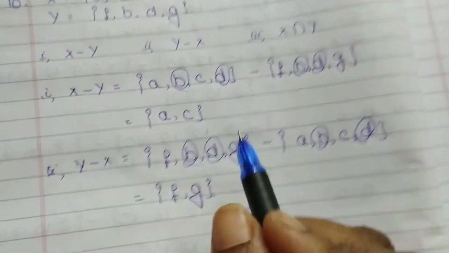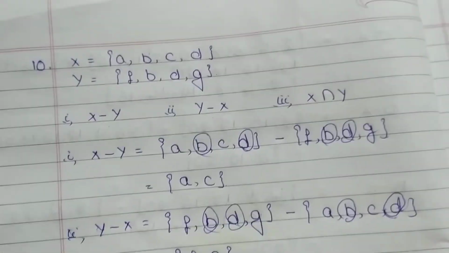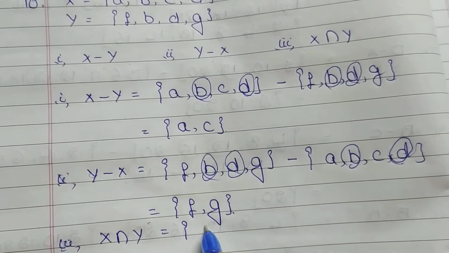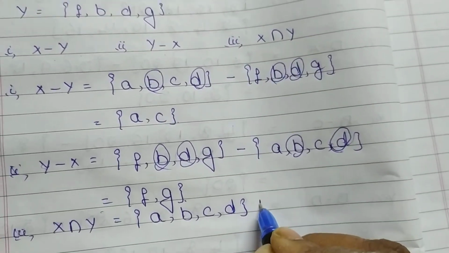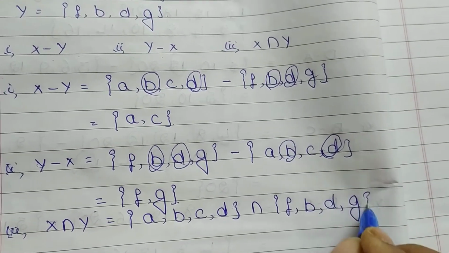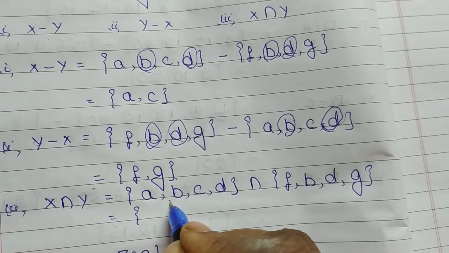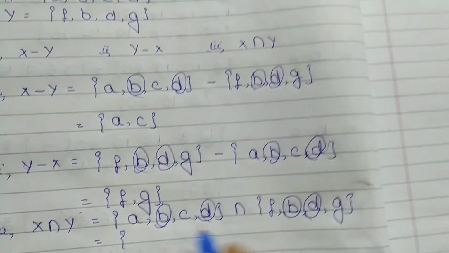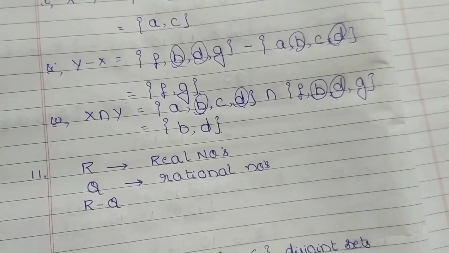That is the difference. Now see here, x minus y and y minus x are not equal. Now coming to the third one, x intersection y. Intersection means we should write the elements which are common in both the sets. First we'll substitute the corresponding sets f, b, d, g. So intersection means the elements which are common to both the sets will come under the intersection part, d. So that is b comma d. Now we got x intersection y.